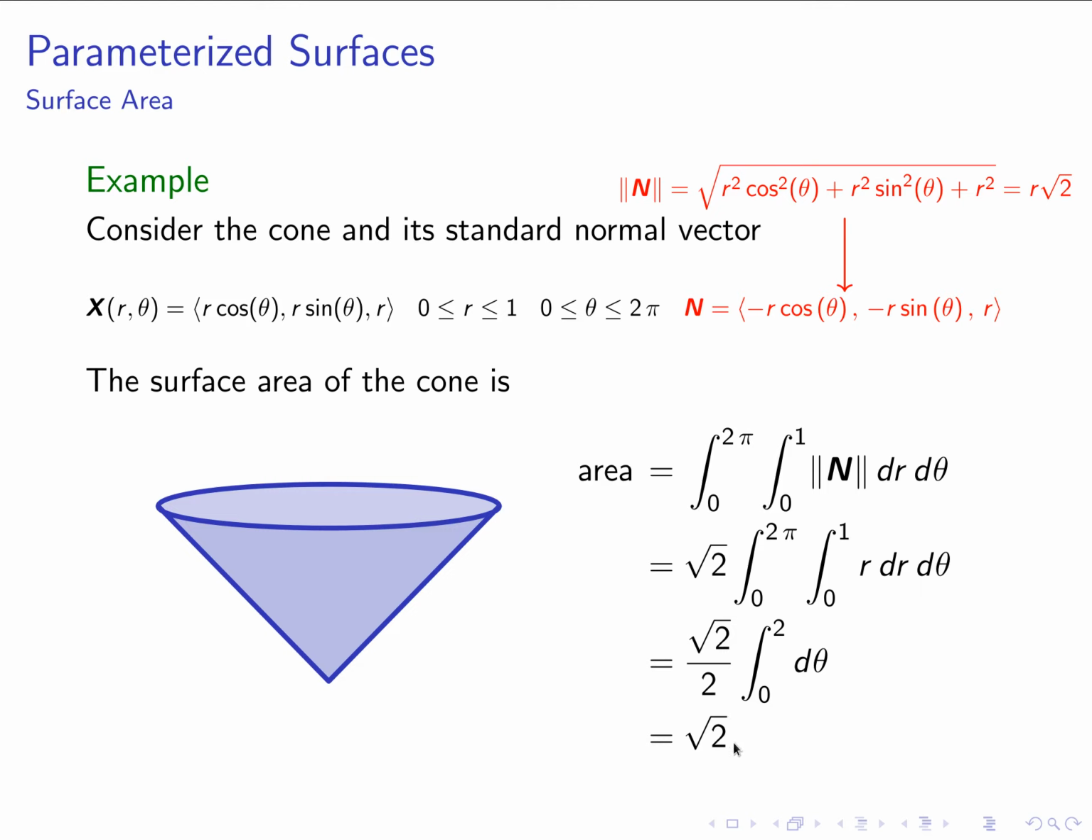One last thing to mention here is that this cone, according to our parameterization, has the top open. If we were to close the top here, we would have to add something to our surface area calculation to account for the disk that would cap off the cone. In our case here, that would be the circle of radius 1, so we would need to add pi to this calculation. But our parameterization is not accounting for any cap on our cone here, so the area is simply equal to root 2.